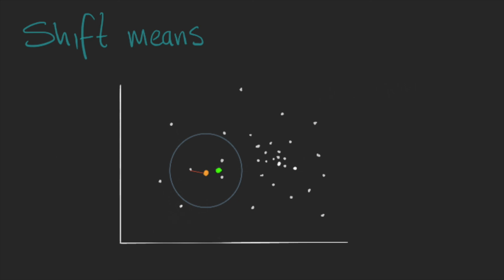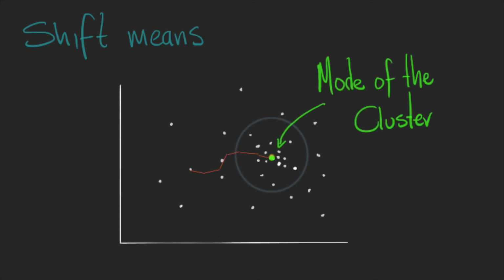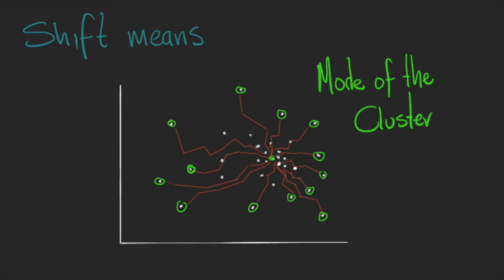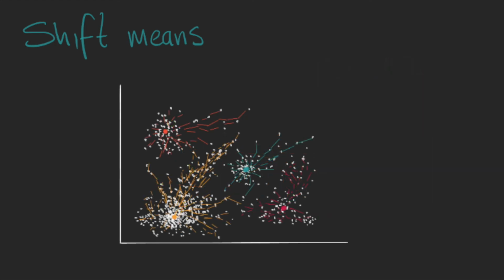We create a new window and then we calculate the centroid within the window again. And we repeat. As you can see, the distribution of the points is driving the position of the new mean. At some point, we will reach the mode of the cluster, and the window won't move anymore. So now we can assign our initial point to this cluster. Now we take another point and we repeat this whole process until we have assigned every point to a cluster.